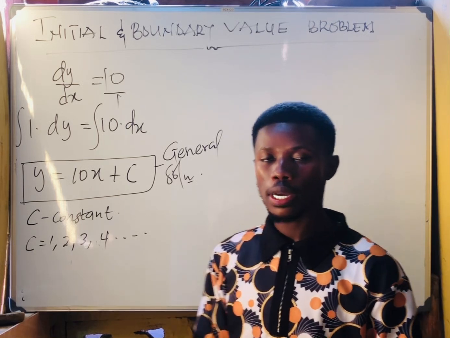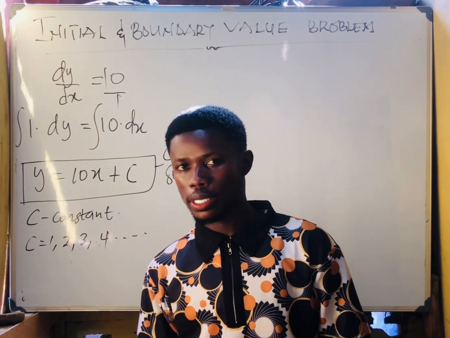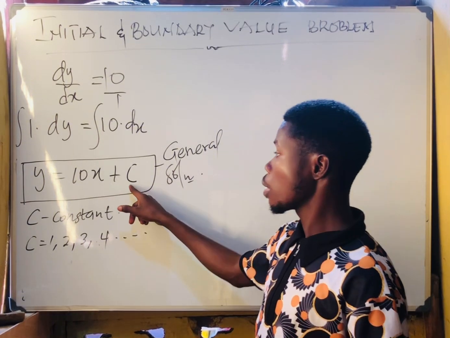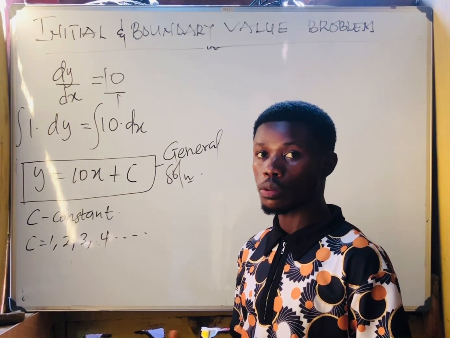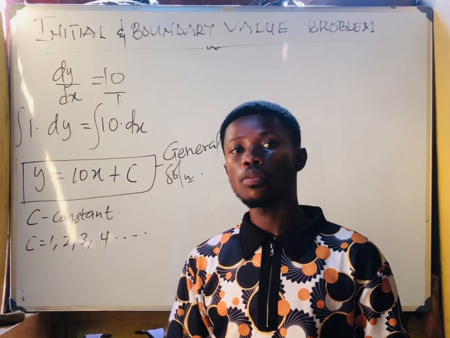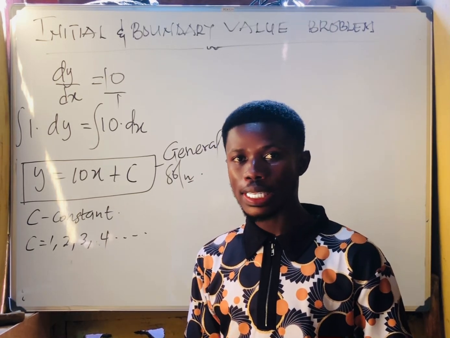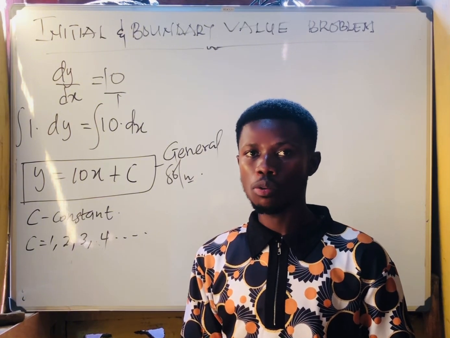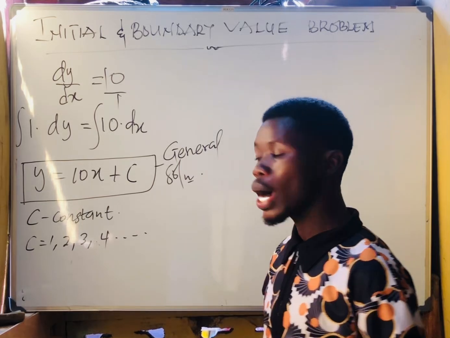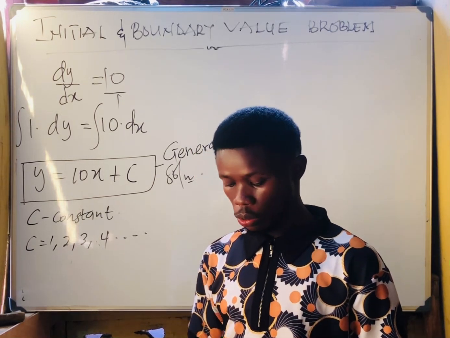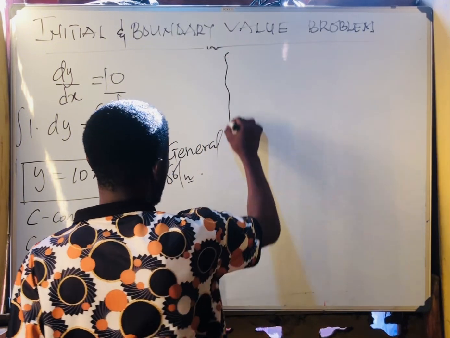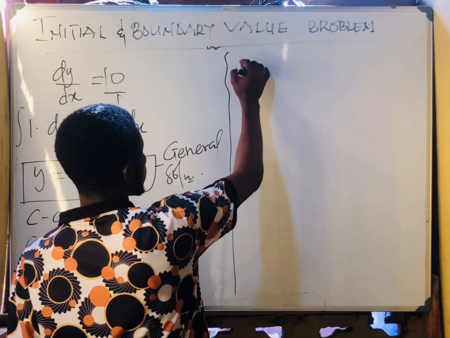But in our case, sometimes we want to get what the c is. That is what we call a particular solution. Once you're able to determine the value of c, it becomes a particular solution. But how can you do that? You can only do that with the help of the boundary condition or the initial condition. Very good. So let's look at how we can use the boundary and the initial condition, and the difference between them.